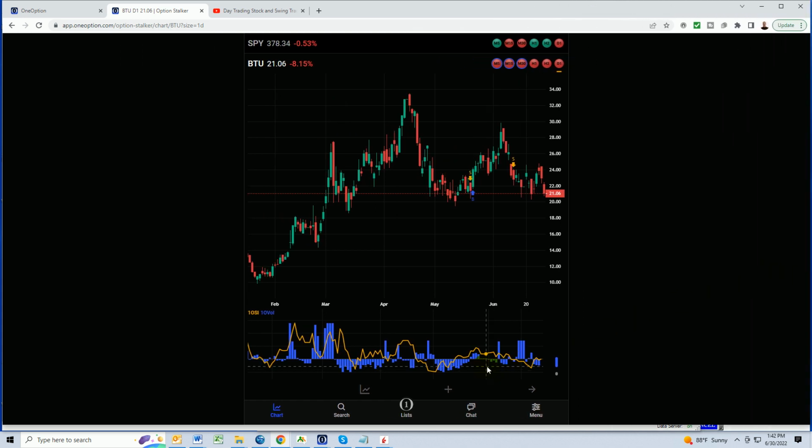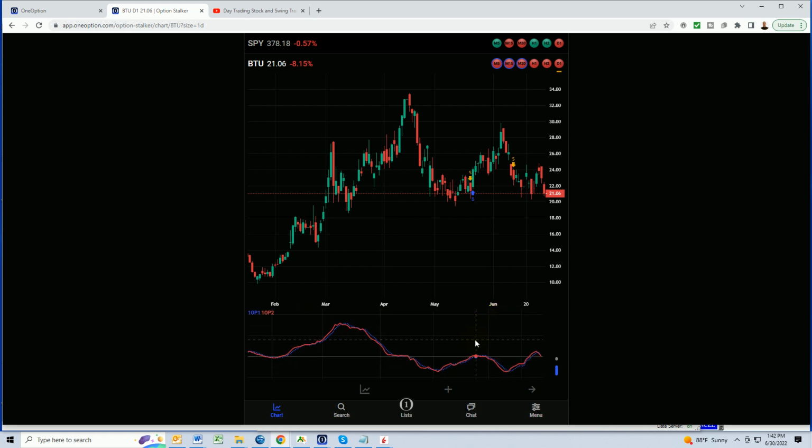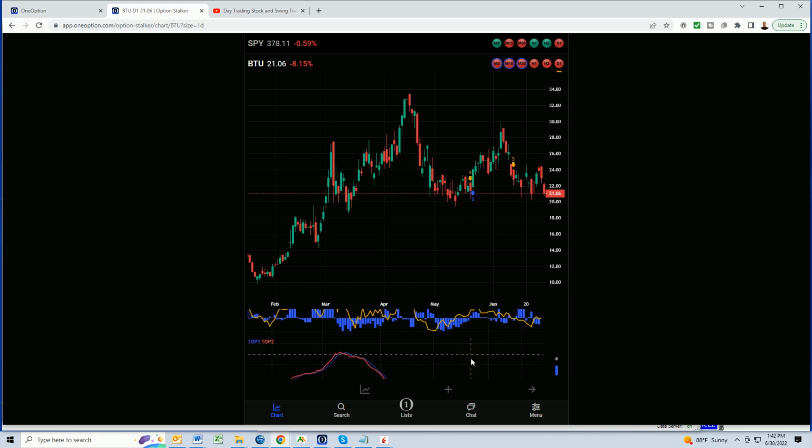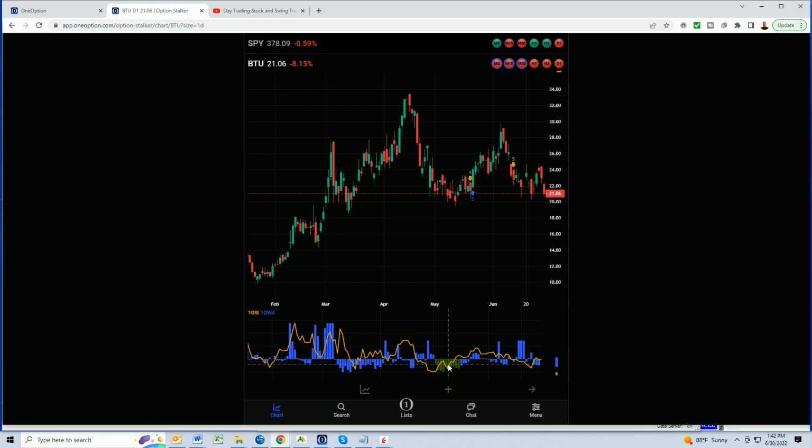If you want to see 10P, just flip that up. There you can see that indicator. Otherwise, you're going to see 10SI, orange line below zero, relative weakness, orange line above zero, relative strength. Volume above the zero line, heavy volume, better than average. Below zero, less than average volume. BTU still needs some time.